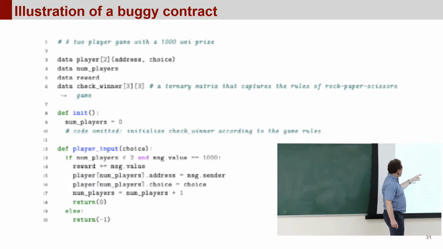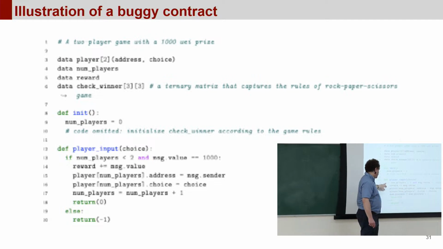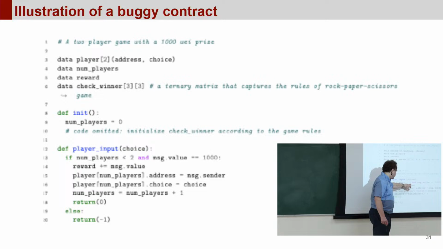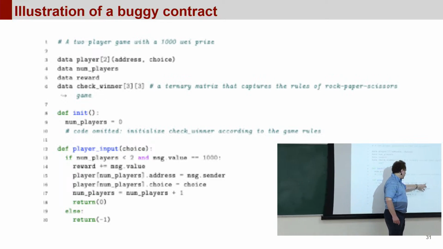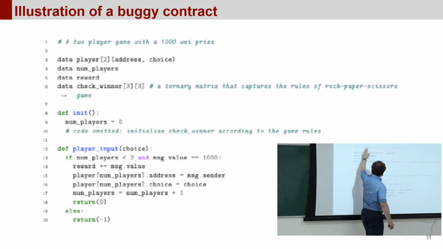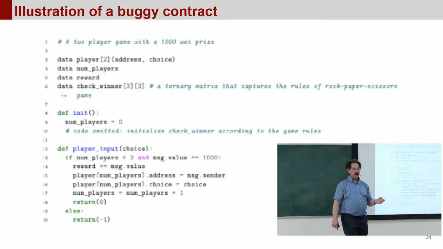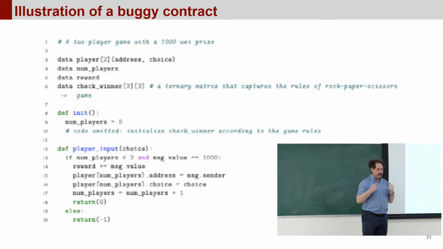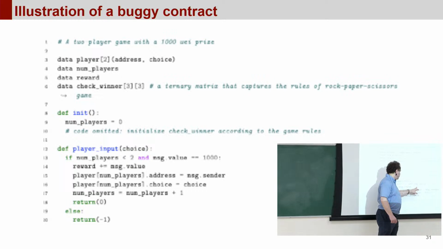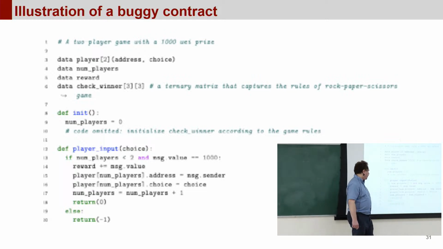Okay, so specifically how it's implemented. There is the init function, which initializes the number of players to 0, and the most interesting function is player input. If the number of players is smaller than 2 and the value in the message is equal to 1,000, so each player deposits 1,000, and then the winning player would collect all the winnings. Then we proceed with execution. Otherwise, we return -1, which means that's not the correct interface, so we are not proceeding with the game.